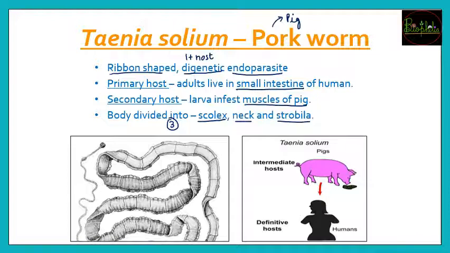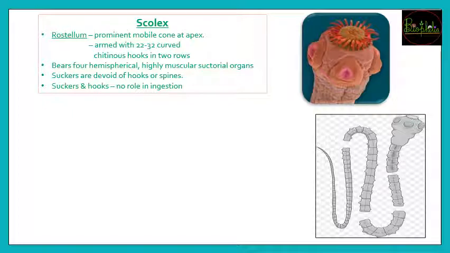So these are going to be the 3 regions that you need to study in detail. Now let's see about the first part, that is scolex. अब scolex जो है उसके पास अलग अलग parts होते हैं. So the first part of scolex, that is rostellum. Now this rostellum is going to be the prominent mobile cone at the apex of the body.